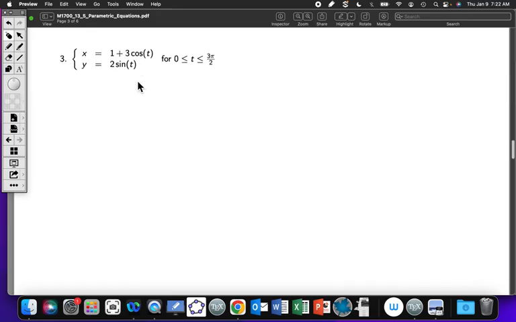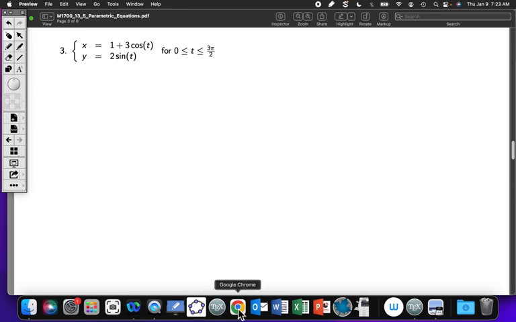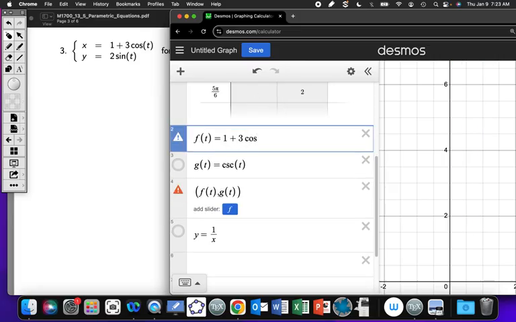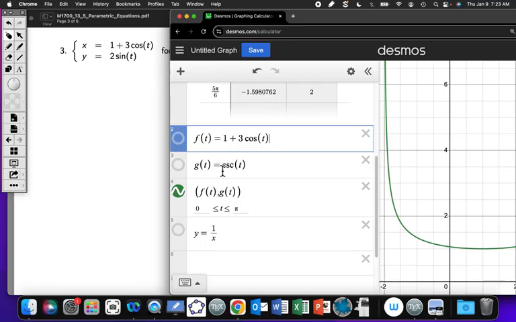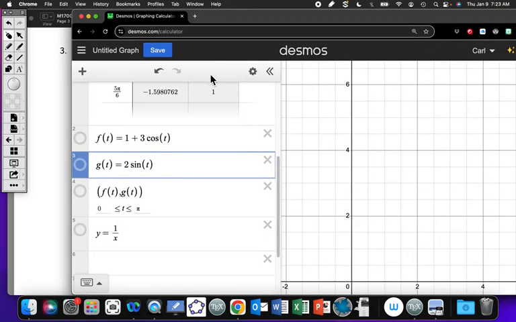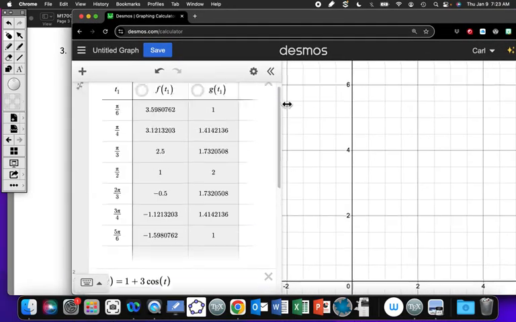All right, last example here. We're looking at x equals 1 plus 3 cosine t, y equals 2 sine t. So we got some friendly trig functions here. And we're running angles from 0 to 3 pi over 2. So we got some friendly angles here.